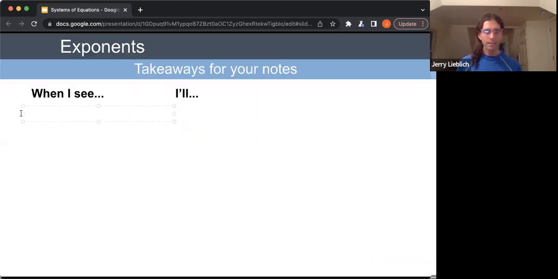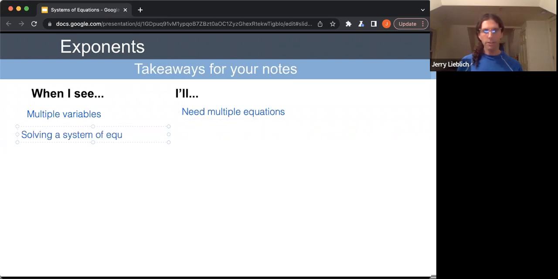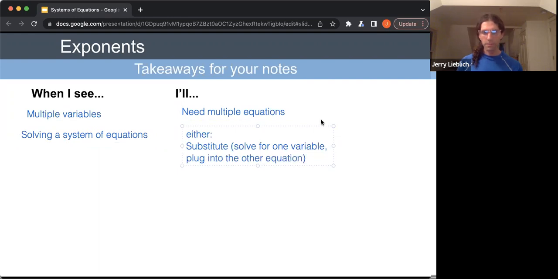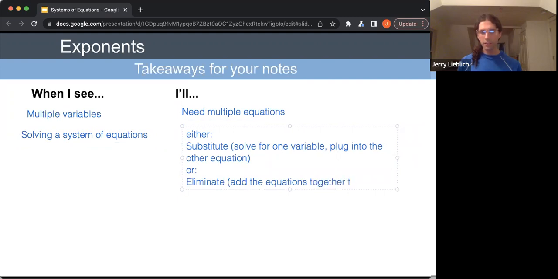So, when I see multiple variables, I know I'm going to need multiple equations. When I'm solving a system of equations, I can either substitute, where I solve for one variable and plug into the other equation, or eliminate, where I add the equations together to eliminate a variable. Usually, you have to multiply an entire equation by a coefficient first.